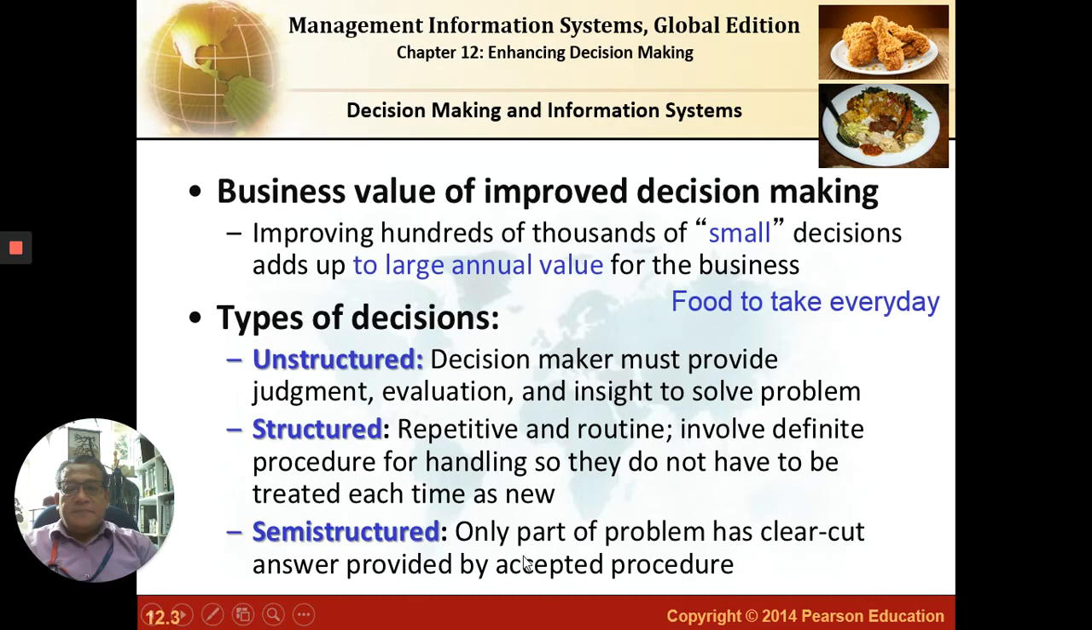A semi-structured decision is perhaps what kind of vehicle you would like to buy for your transportation from hostel to campus and going balik kampung. Perhaps you are considering buying a car, so you have to structure the decision on which car is the best that fits your budget. Those are typical decisions that people normally make in their life.